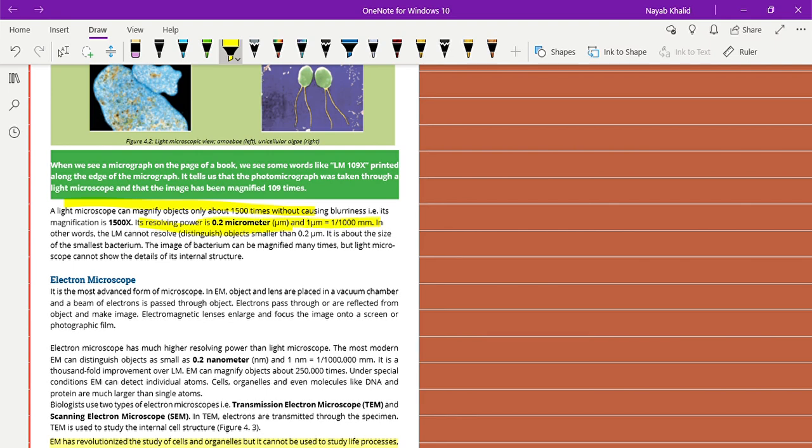As you remember, yesterday we studied the resolving power. The resolving power is the minimum distance between any two objects that we can't distinguish with the naked eye. So for that purpose we use the microscope.